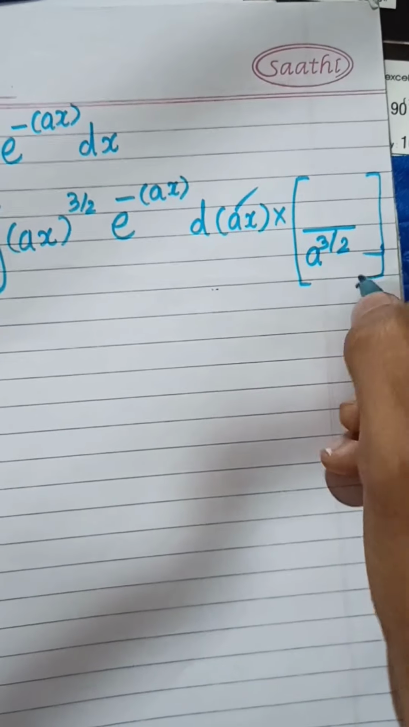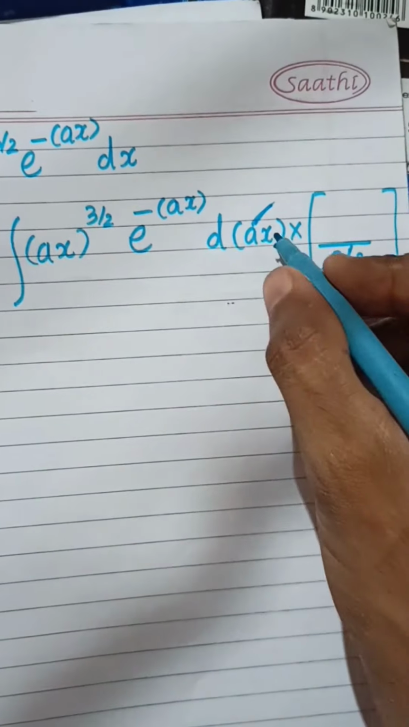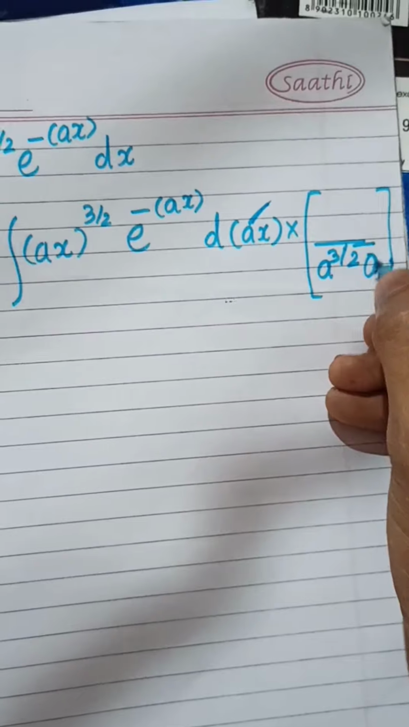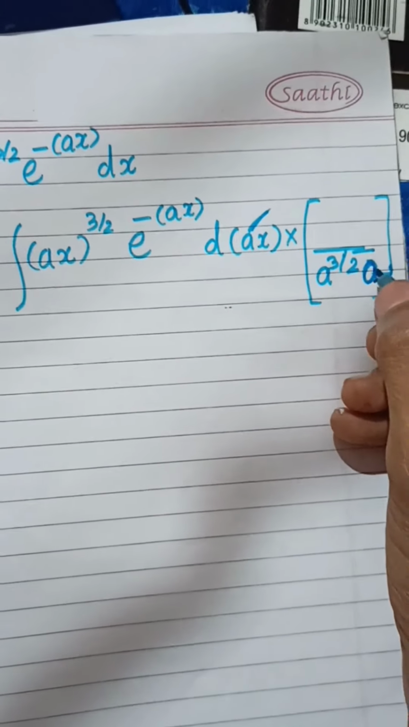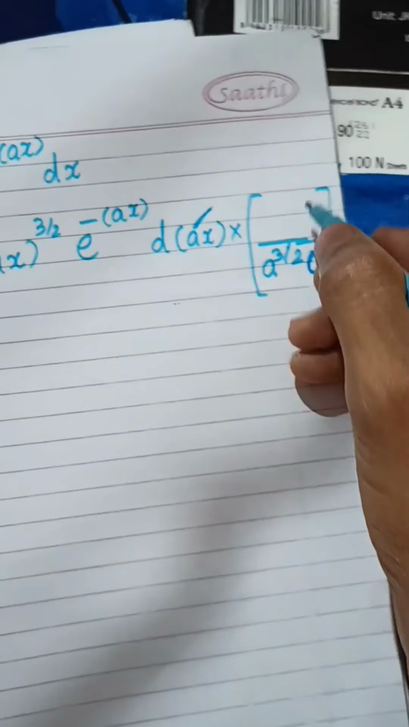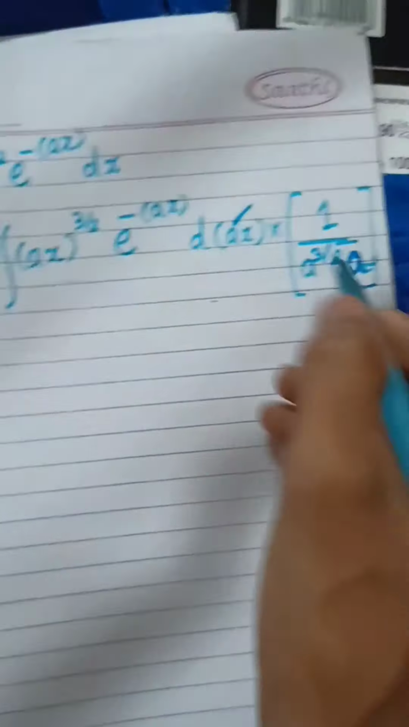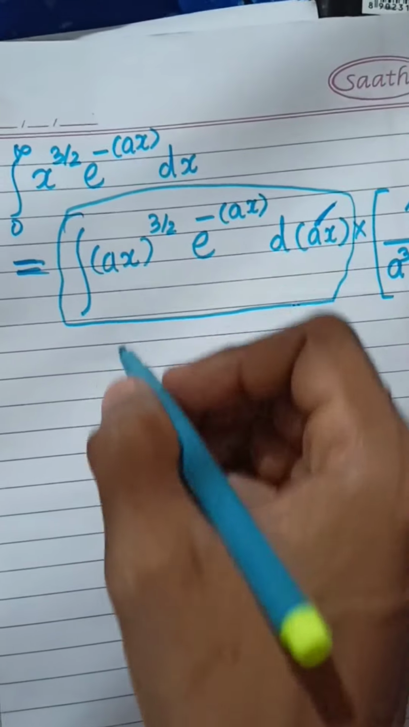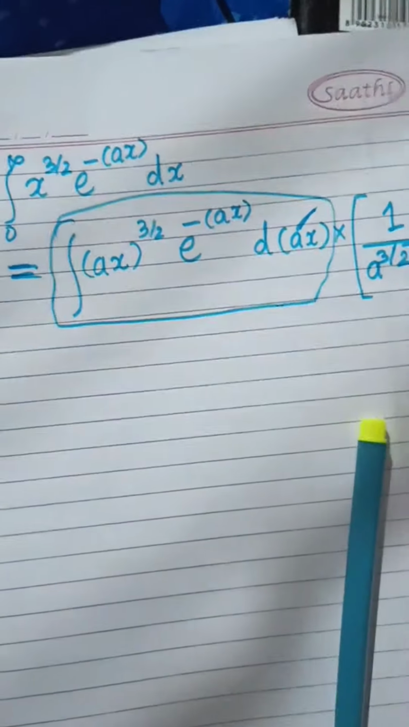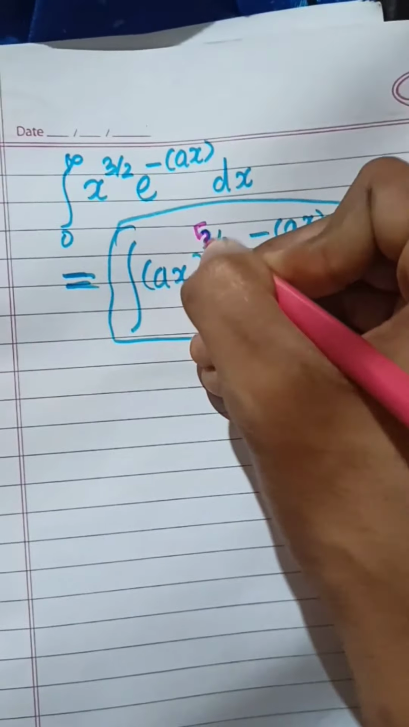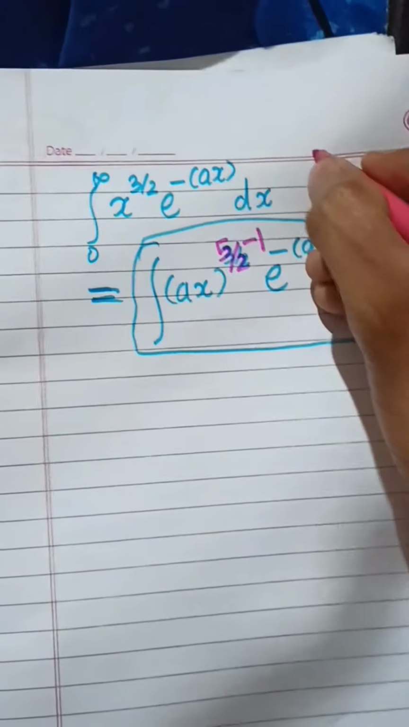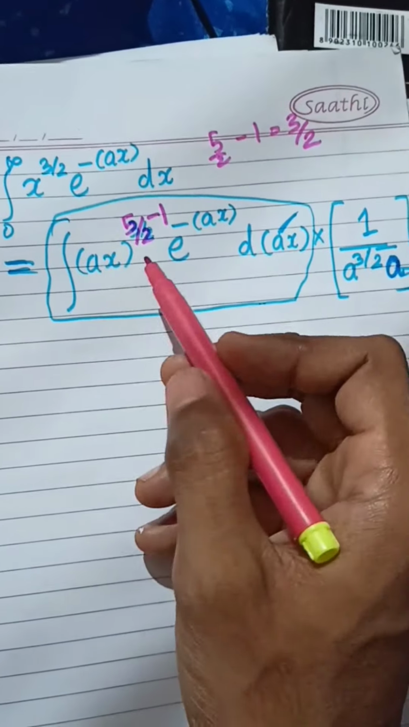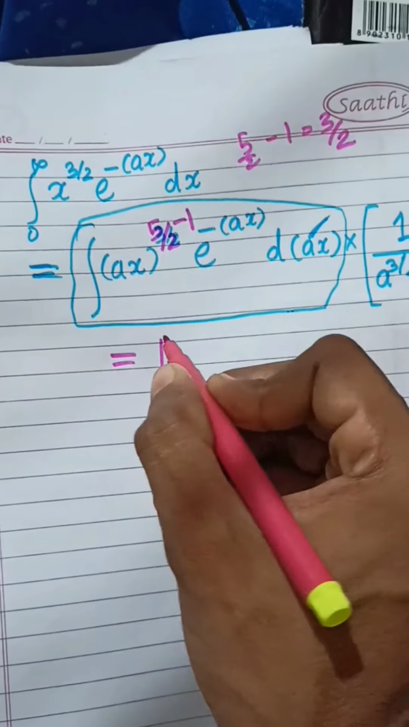So we need to avoid the contribution of this a by multiplying this expression with 1 by a. So I put this a here. So these two expressions are now equal, and you can see that this 3 by 2 you can write as 5 by 2 minus 1, that is 5 by 2 minus 1 is 3 by 2.